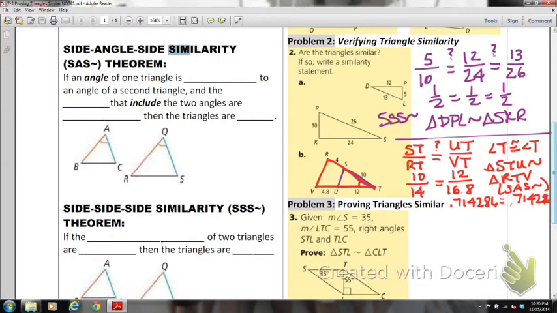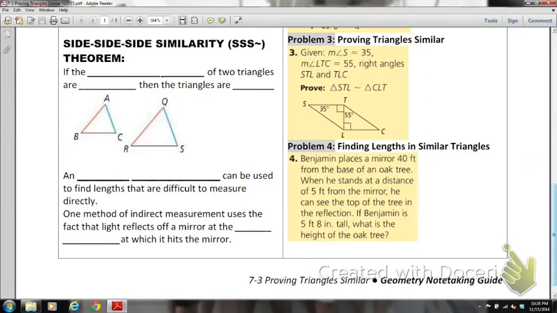Let's go down to problem 3. Once again, proving two triangles are similar. So in this problem, we're given that angle S, the measure of angle S, is 35. The measure of angle LTC is 55. And you have right angles at angle STL and angle TLC. And all that is marked in the diagram. So using this, we need to write a proof that proves that triangle STL is similar to triangle CLT.